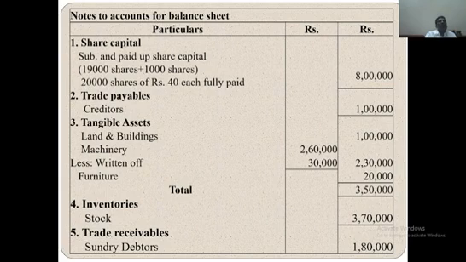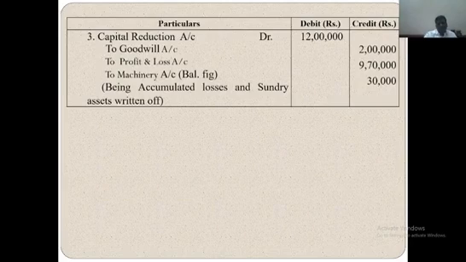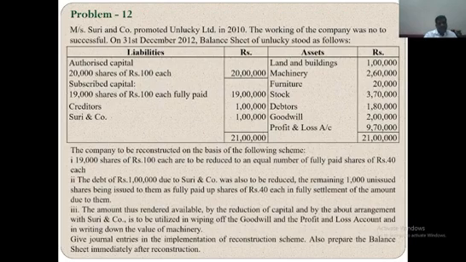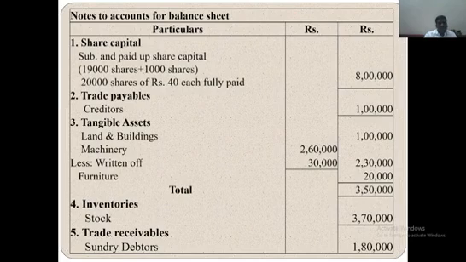The next, other current liabilities, to go to the liability side. That means non-current liabilities. Non-current liabilities, long-term borrowing, nothing is there. The next, trade payable. Trade payable only, he has given sundry creditors. Sundry creditors 1 lakh is given. Then bills payable nothing is there. Outstanding expense nothing.